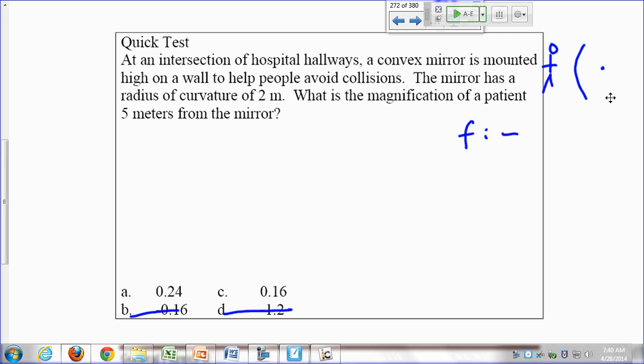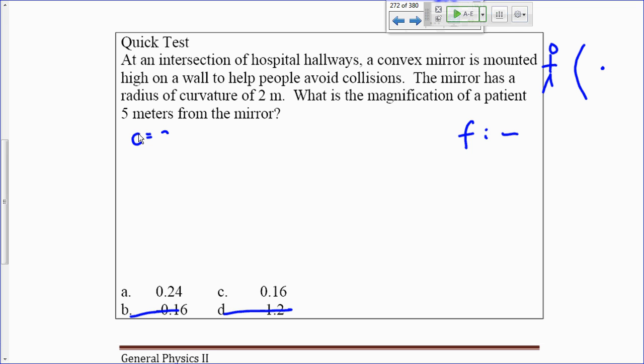All right, so our radius of curvature is 2 meters. That means that our focal length is 1/2 of that, and because it's a convex mirror, it's going to be -1 meter.